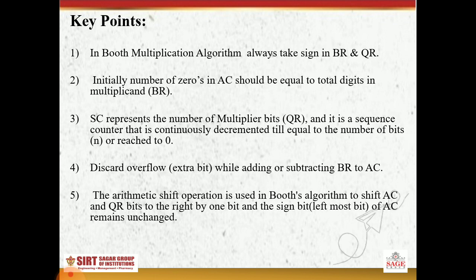Number 4, discard the overflow or extra bit while adding or subtracting the BR to AC. Number 5, the arithmetic shift operation is used in both algorithms to shift AC and QR bits to the right by 1 bit, and the sign bit, the leftmost bit of AC, remains unchanged. These are the basic and very important points of the Booth multiplication algorithm.